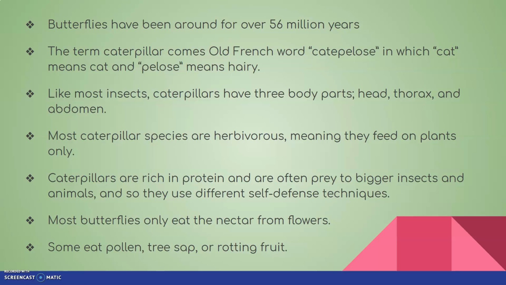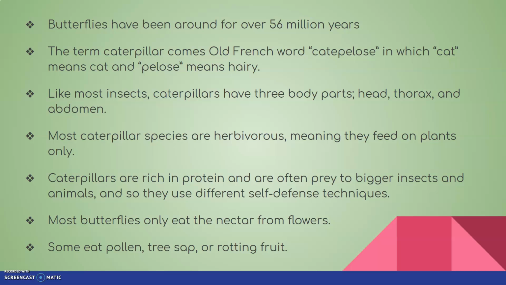Most caterpillar species are herbivores, meaning they feed only on plants. Caterpillars are rich in protein and are often prey to bigger insects and animals, including humans. And so they use different self-defense techniques. For example, the monarch butterfly, when it is a caterpillar, can be poisonous due to the type of plants they eat, which are also poisonous to certain animals.